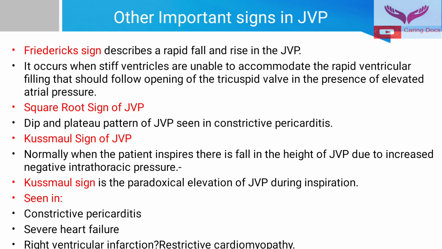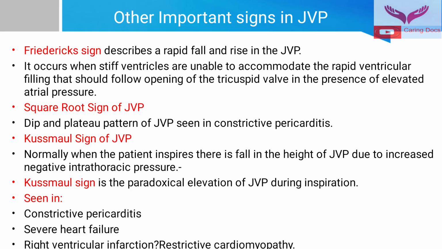Other important signs in JVP are Friedreich sign. It is described as a rapid fall and rise in JVP. It occurs when stiff ventricles are unable to accommodate the rapid ventricular filling that should follow opening of the tricuspid valve in the presence of elevated venous pressure. The square root sign of JVP is the dip and plateau pattern of JVP seen in constrictive pericarditis.